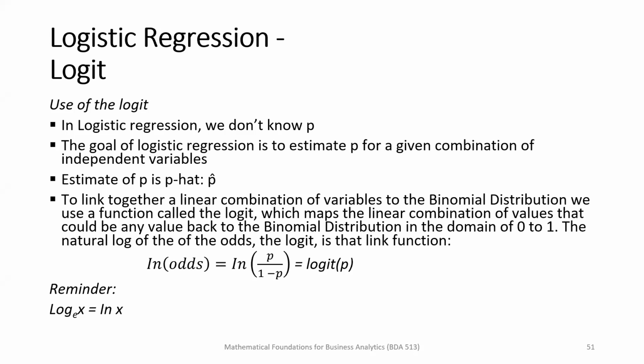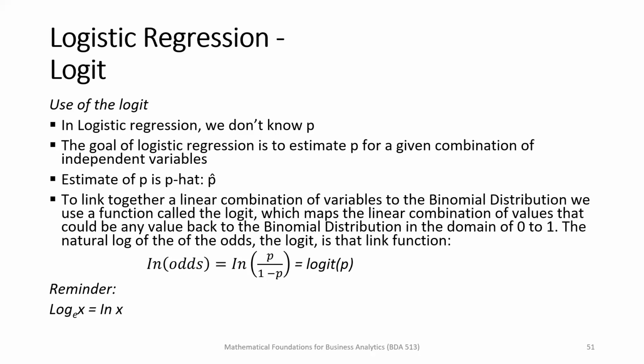To link a linear combination of variables to the binomial distribution, that is the yes-no scenario, we use a function called the logit. The logit is what maps the linear combination of values. It links them up and puts them between the values of 0 and 1. Remember that probability is also between 0 and 1. So the logit helps us calculate the probability of an event occurring or not occurring.